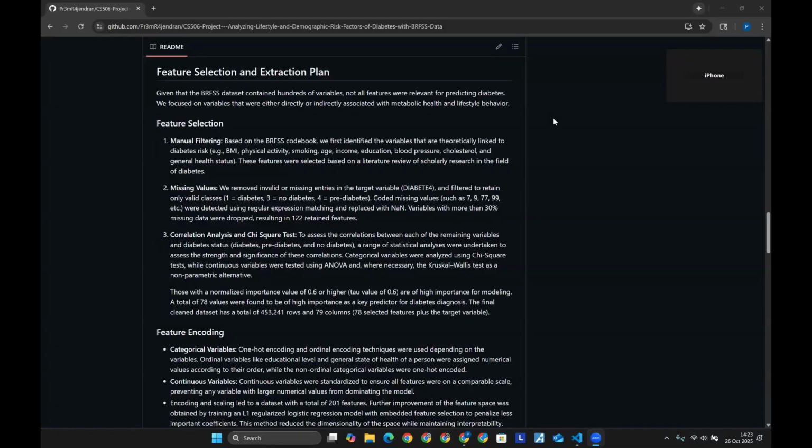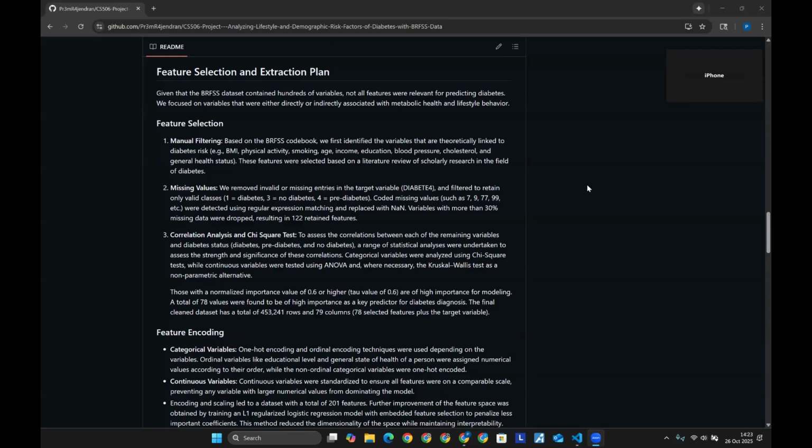So in our feature selection and extraction phase, we focused on identifying which variables from the BRFSS dataset were most relevant for predicting diabetes. We first reviewed the codebook and manually selected features linked to metabolic health and lifestyle. After that, removing missing and invalid data, we retained 122 features using correlation analysis and chi-square tests.